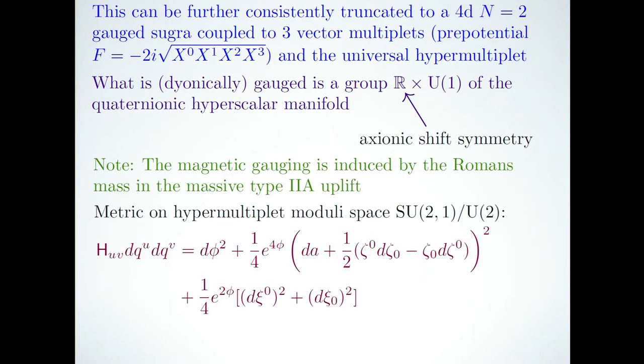And well, okay, the metric on the hypermultiplet moduli space, the universal hypermultiplet, is this. So you have phi is the dilaton, A the axion, and then you have other two scalar fields. So you see what you gauge is you have here an axionic shift symmetry. Okay, and then the U(1) is a rotation in the xi 0, xi upper 0, and xi lower 0 plane. Okay, this is what is gauged. So the gauging involves these Killing vectors here, the A shift and this rotational Killing vector in this plane.